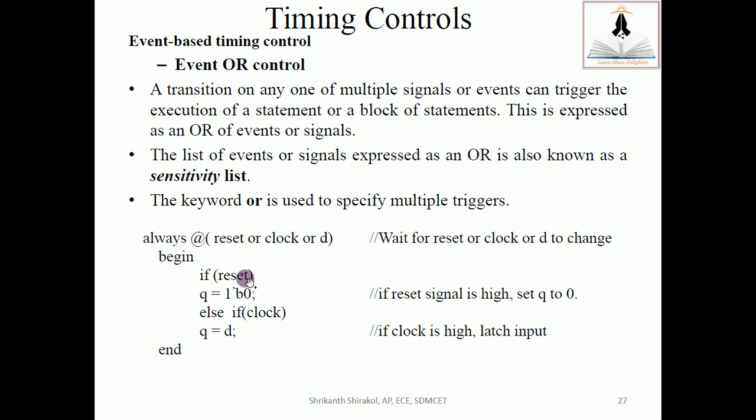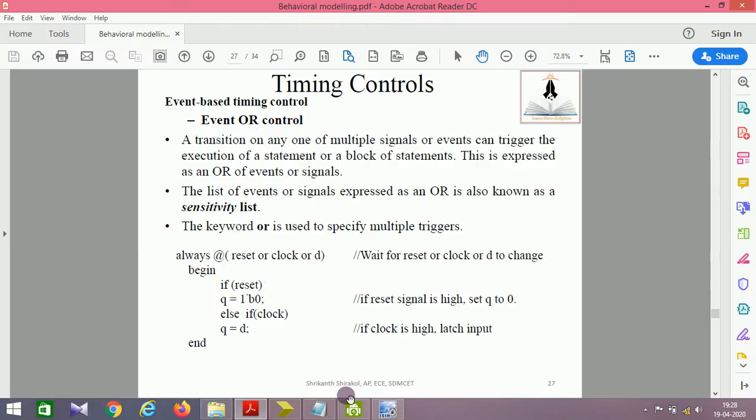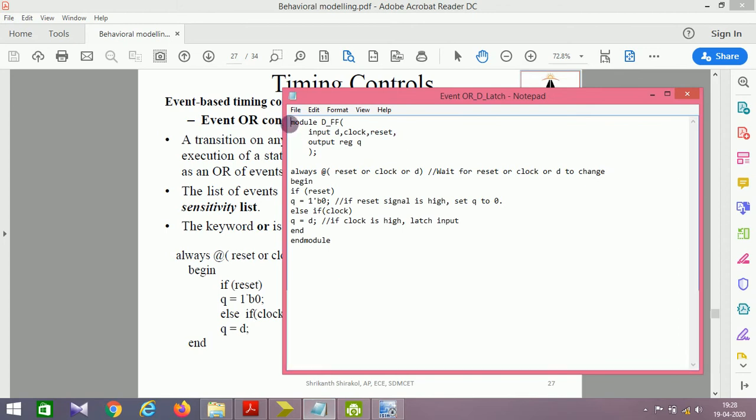Here is an example: always at reset or clock or D. The meaning is, if any event occurs on reset, the statement should be executed, or if any event occurs on clock, it should be executed, or if any event occurs on D, it should be executed. Any change in any one of these, and the always statement should execute. That's the meaning of event or control. Let me take an example of it. I have just written a piece of code to explain it.